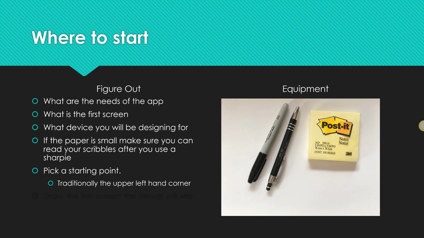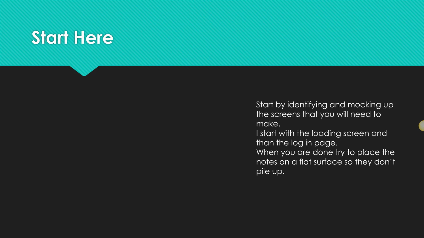Pick a starting point. Traditionally, the things that are on top and at the left-hand corner are going to be the most important, at least in the Western Hemisphere, because that's how we read and write, okay? And then you draw the first screen. Your equipment is pictured on the side here. You've got your marker, pen, sticky notes, and a white background.